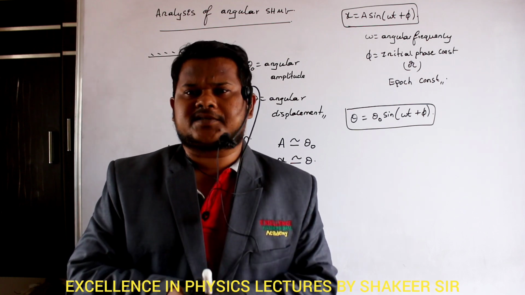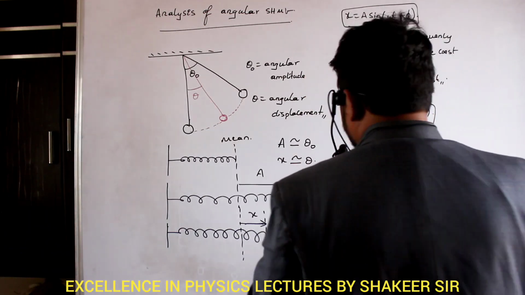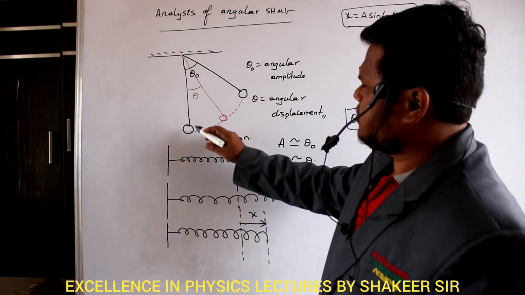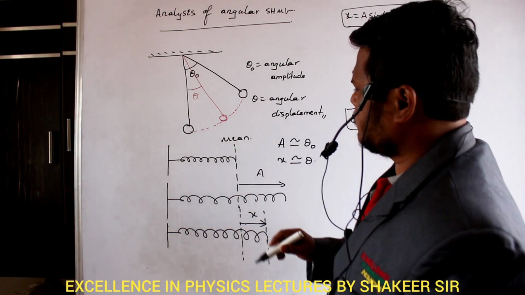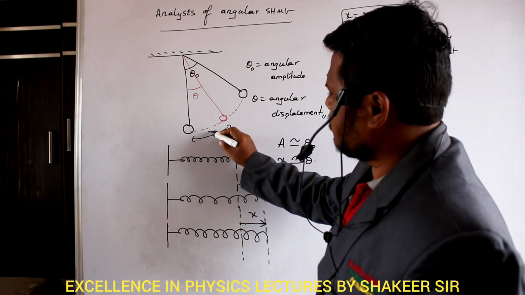They are comparable to each other. Are you able to understand? Now here, what is meant by theta? Theta is the angle made by this particle at this displacement of x. So this arc traced by this path, I can call it as x.